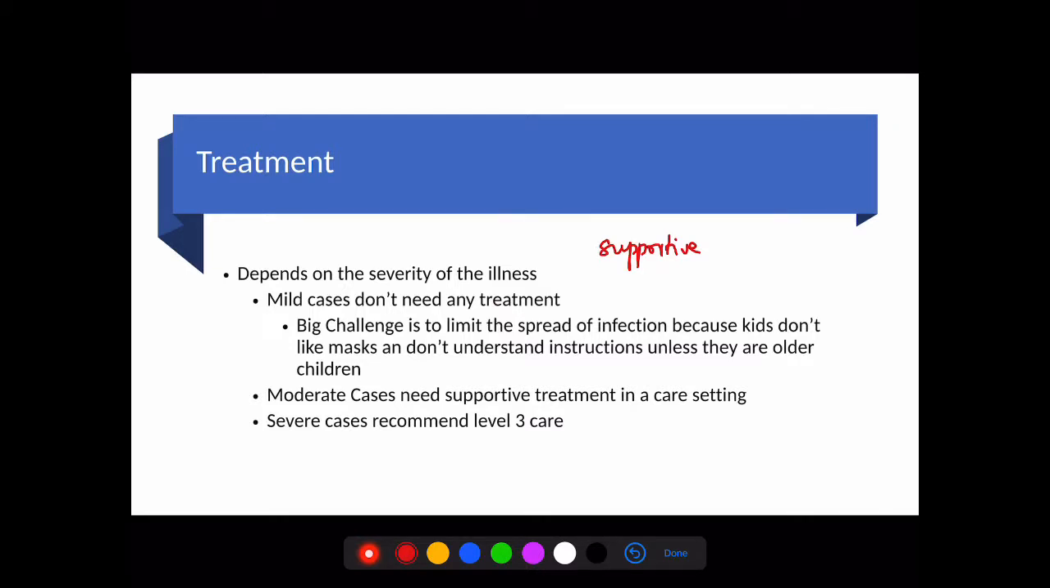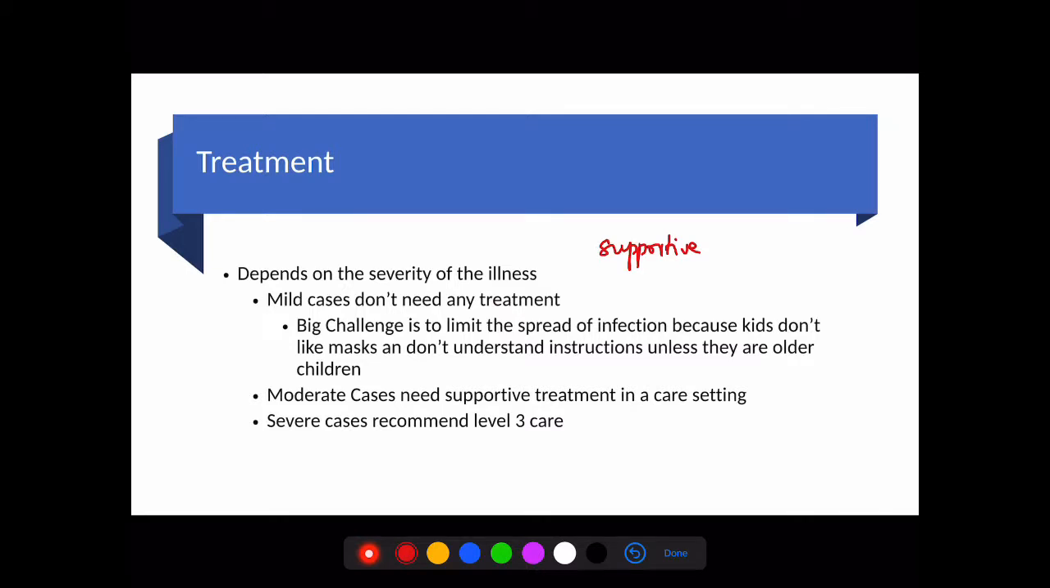The only thing that is a bit challenging is that kids do not like masks, so it is very difficult to keep a mask on the kid. So again, it's a bone of contention as to how much the kids can spread the infections to the other household contacts. But nevertheless, at the moment, the current guidelines say that they have to be with their family members and they have to be isolated at home for 14 days.